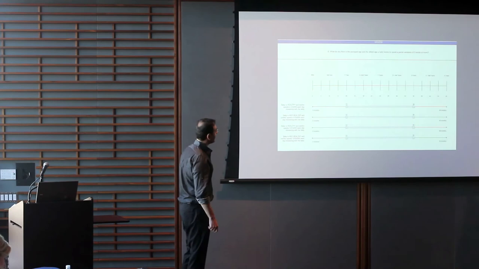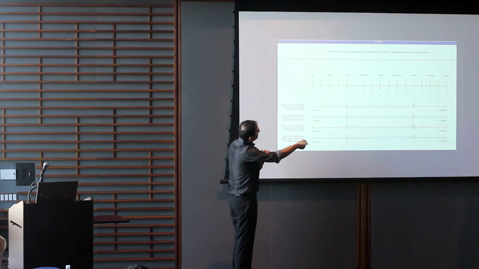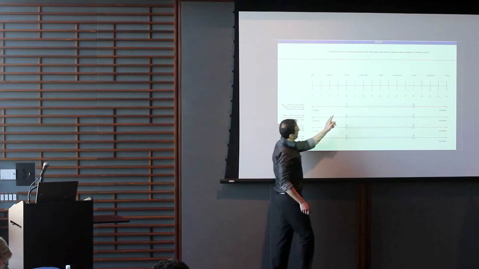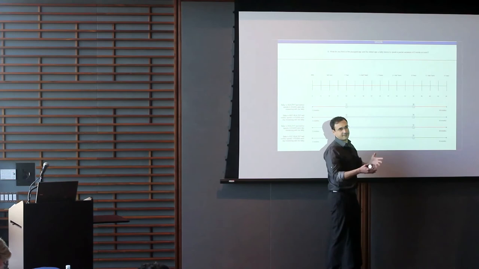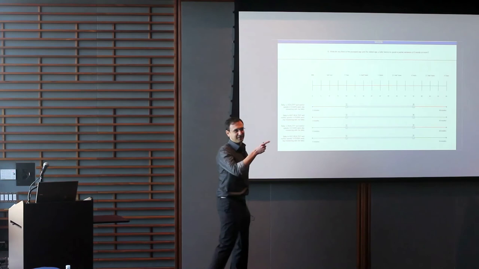Okay. Here's exactly the instrument that they're going to be shown. One instrument is: what do you think is the youngest age and the oldest age a baby learns to speak a partial sentence of three words or more? Here are the four scenarios I described to you. What they're doing is that they're just moving these circles here. And this was done by piloting, because I realized that a lot of them, even though they don't have many things, do have smartphones, and they are very used to moving things on the screen.